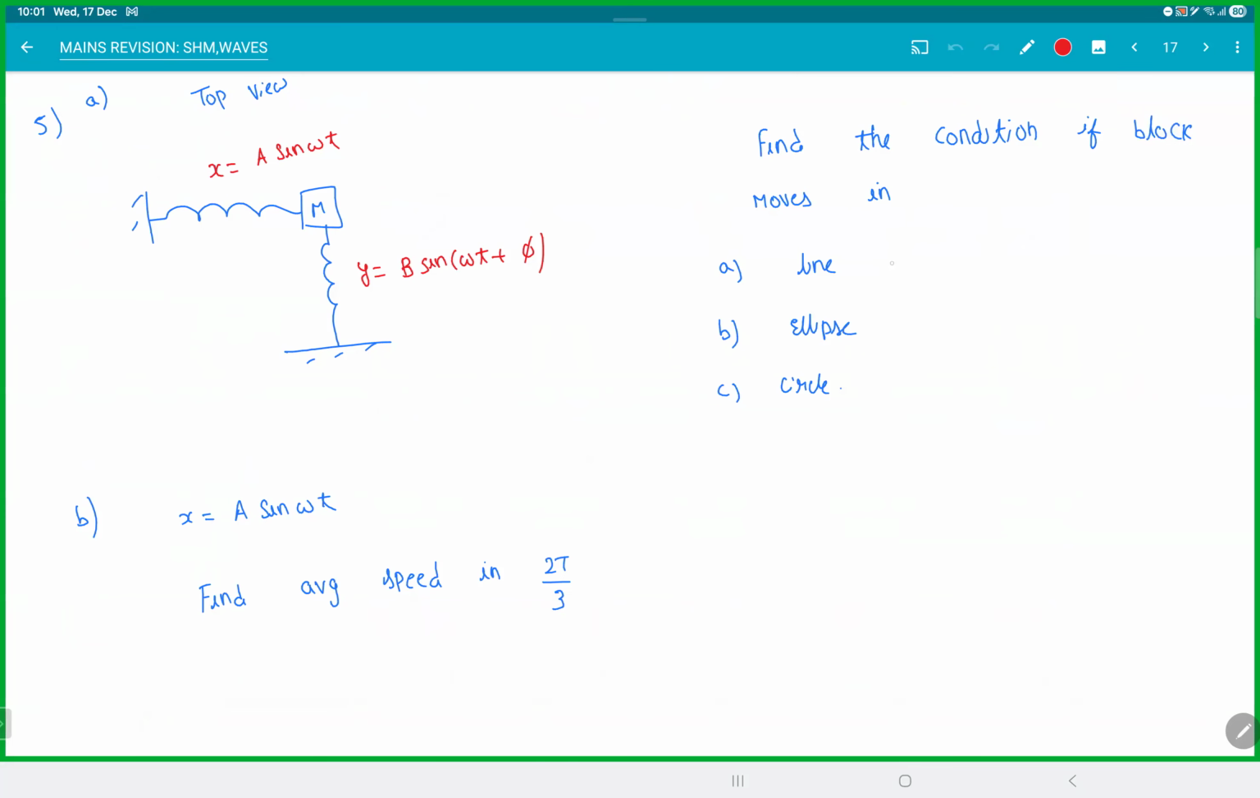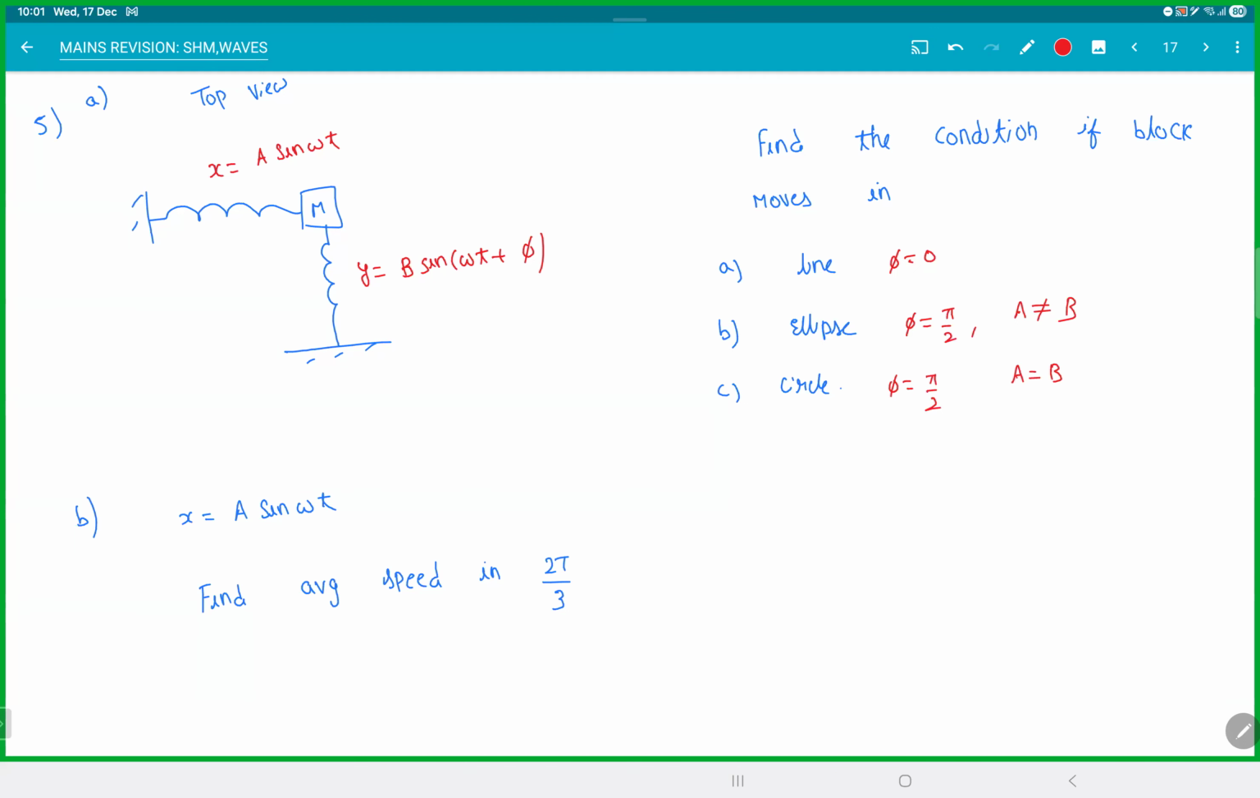So for a line, the phase angle must be 0. For an ellipse, phase angle must be 90 and A is not equal to B. For a circle, phase angle must be 90 and A is equal to B. In our portion, we have only this much. You don't get that other shapes. The Lissajous thing is not there in our portion.